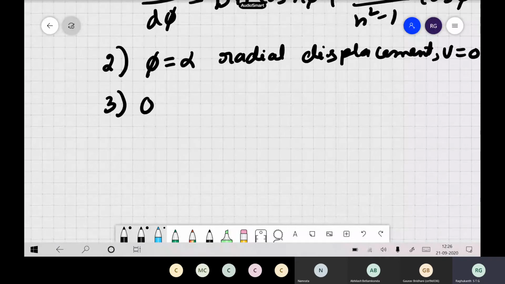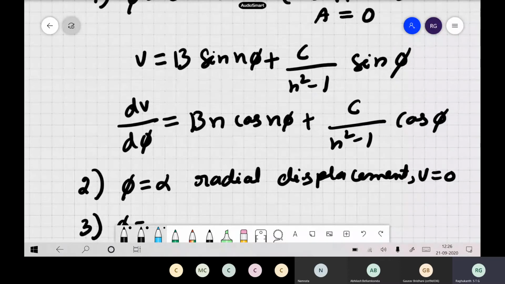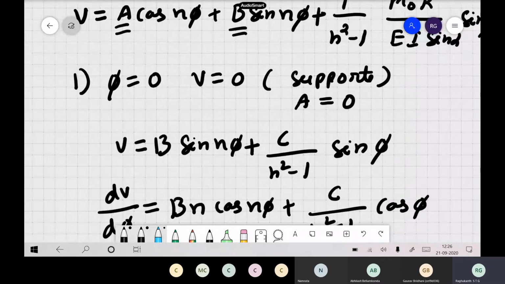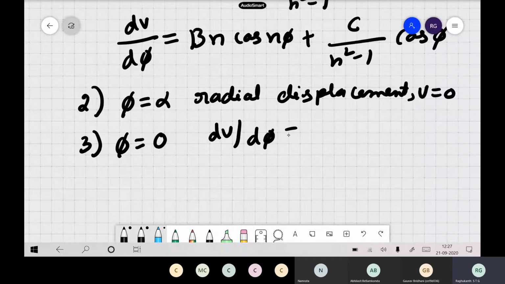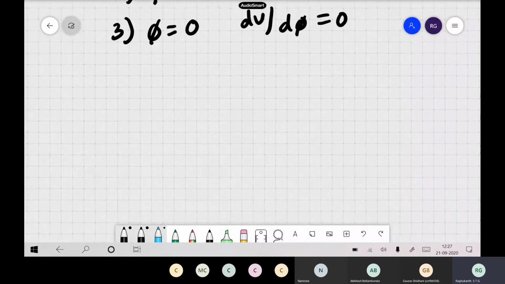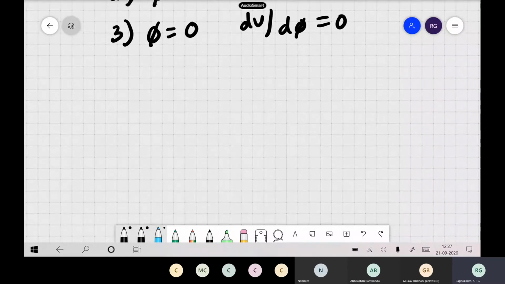Now at φ equal to α, that is at the support points, because it is a fixed end, V is equal to 0 and dV/dφ is also equal to 0. Now you substitute. Two conditions are there, so you will have two sets of equations, and finally you can write them in a nice matrix format.